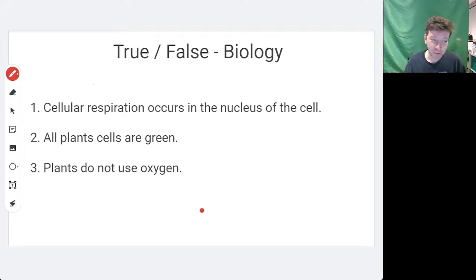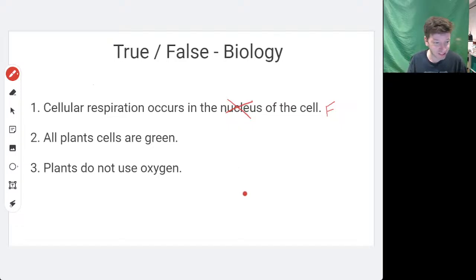True or false? Number one, cellular respiration occurs in the nucleus of the cell. This one is going to be false. Does anyone know where it actually does occur, cellular respiration? It's not in the nucleus. Anyone remember what the powerhouse of the cell is? It's the mitochondria.